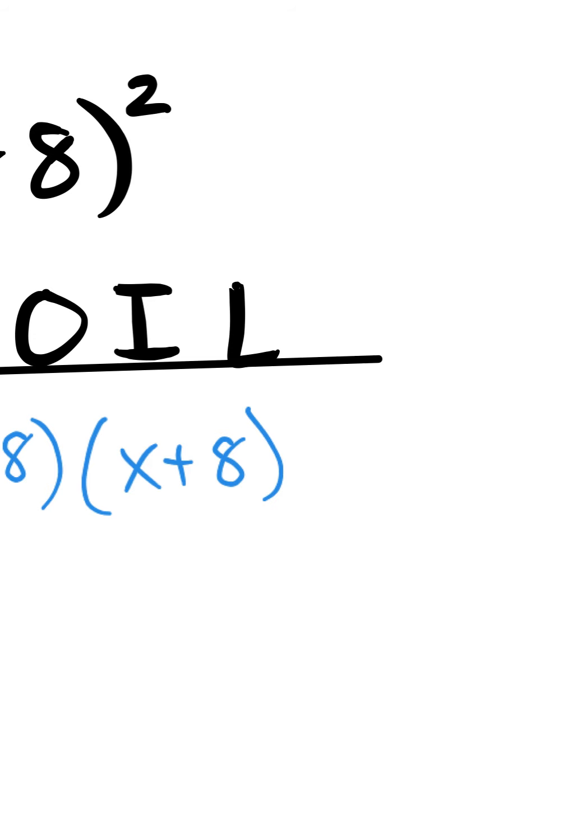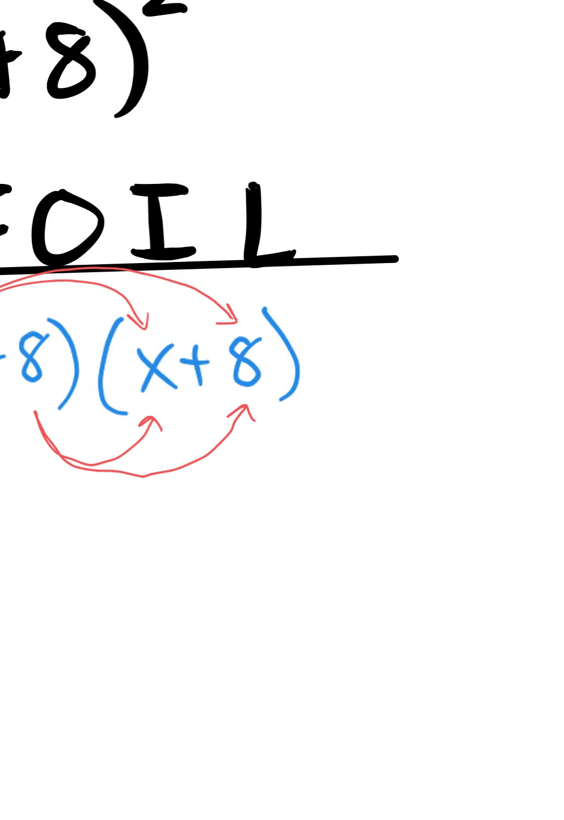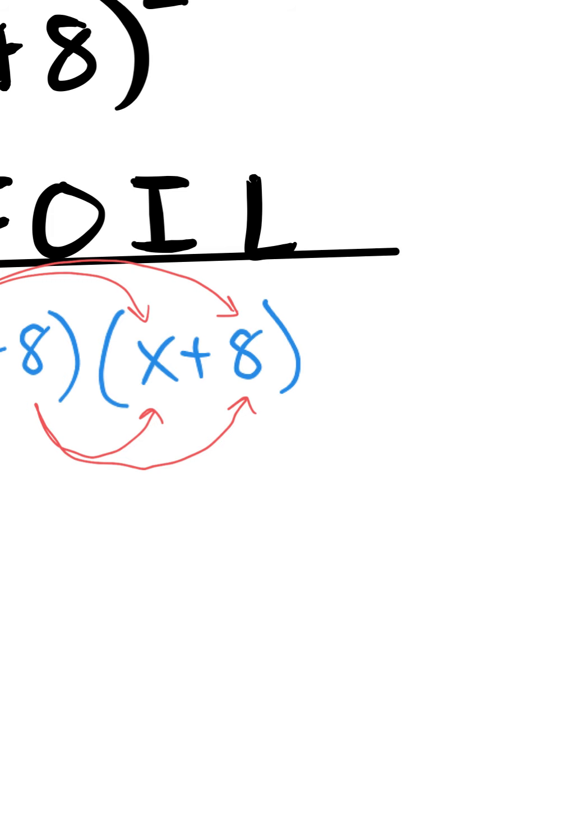What's my first arrow? Tessa? X to X. My second arrow? Yep. X to 8. My third arrow? 8 to X. And my last one? 8 to 8. So what we're going to get here is x times x plus 8 times x plus 8 times x plus 8 times 8.